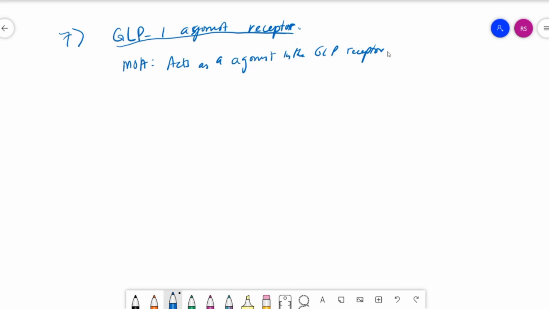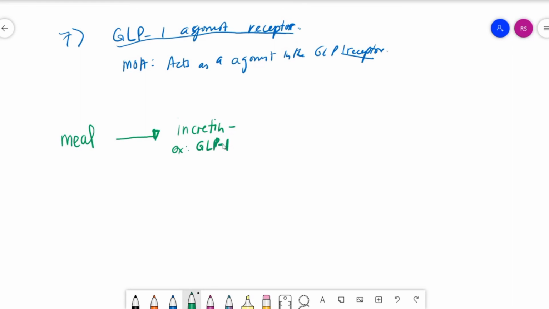I'm going to talk to you in detail on how this works. So the mechanism of action for this drug is that it will act as an agonist at the GLP-1 receptor. For example, if you eat a meal, there's a receptor in your GI tract that will be stimulated, and the natural response of the body is to secrete a substance called incretin. And one of the incretins is GLP-1.